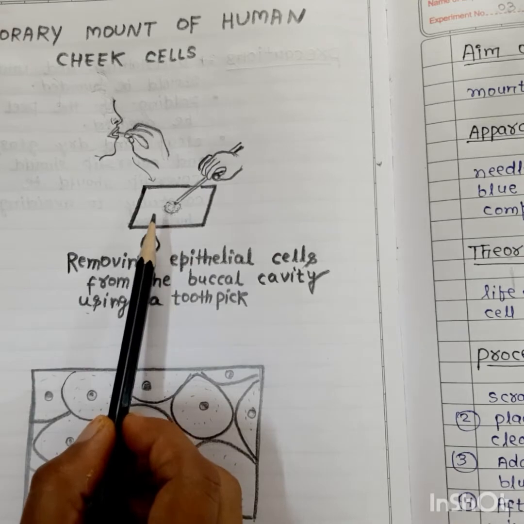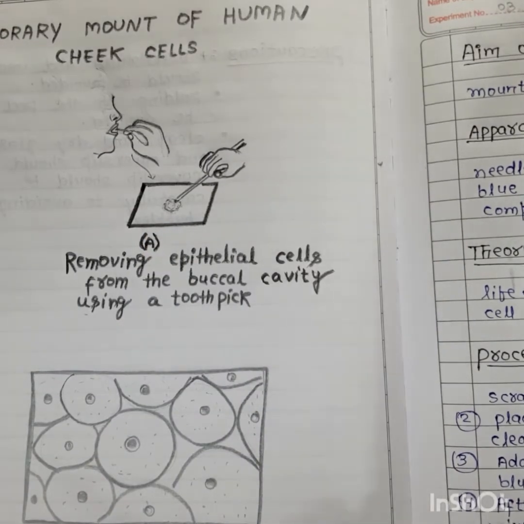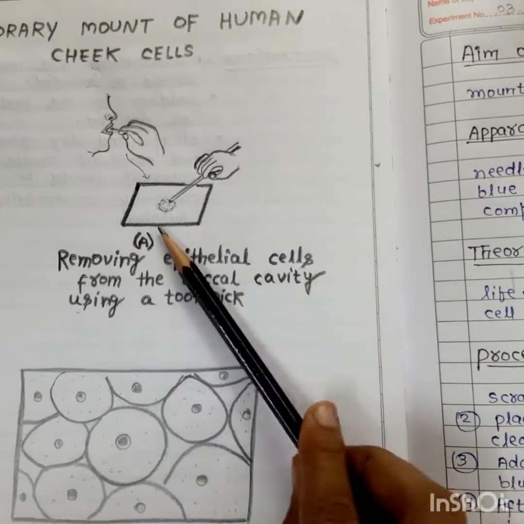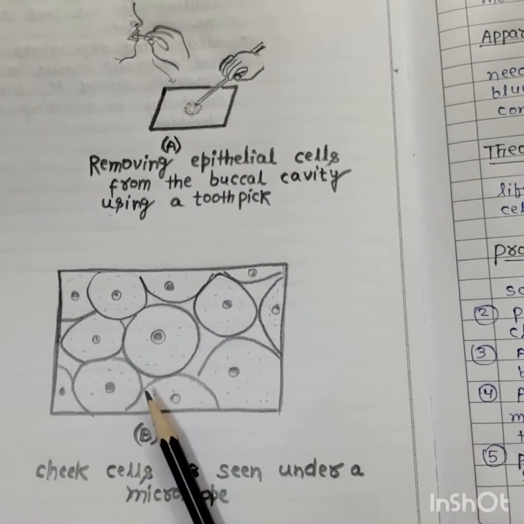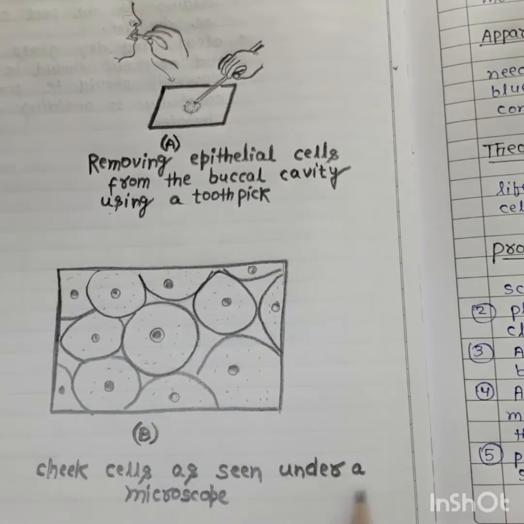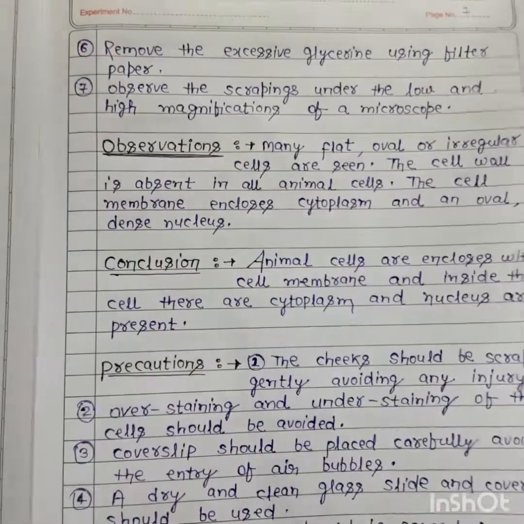Then we have to tilt, which means we have to remove the excess of water. Then we have to put a drop of glycerine over this, and cover this with the cover slip. And we have to remove excess of solution from here. After that, we have to observe this slide under the microscope. Then we will observe the cells like that. Nucleus and cytoplasm are present. So these are cheek cells as seen under the microscope. You all have to do this in your laboratory, to see how this looks.